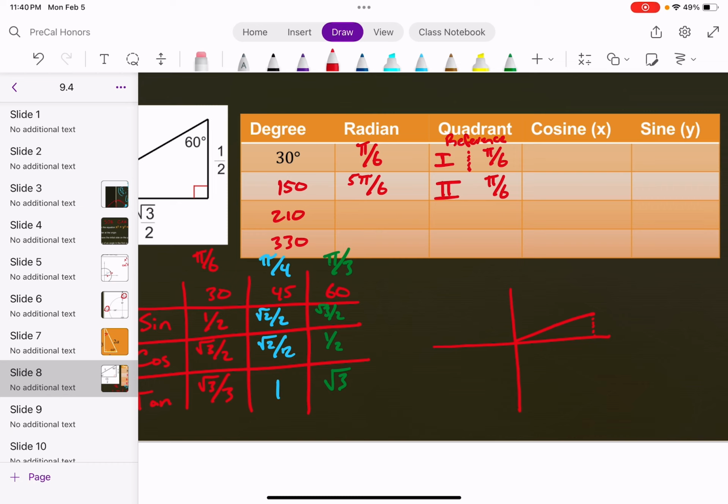For 210, 210 is 7 pi over 6. And in that case, we are now looking at quadrant 3, but it is pi over 6 once again. Last step would be 330, which is 11 pi over 6. This would be in quadrant 4. And that would be pi over 6.